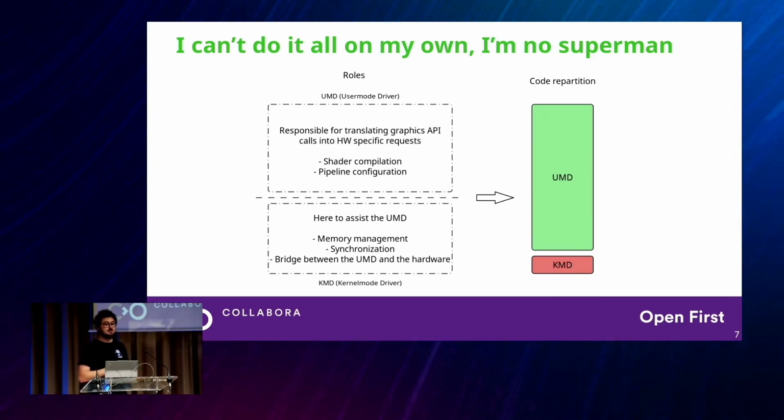I'm talking about shader compilation. That means you have to have basically a full compiler that compiles the shader at runtime. That's pretty big and likely to have security issues that you really don't want kernel side. Pipeline configuration, you can't imagine how many parameters you have to tweak to get what you want rendered correctly. So putting all that in the kernel mode driver is not really an option.